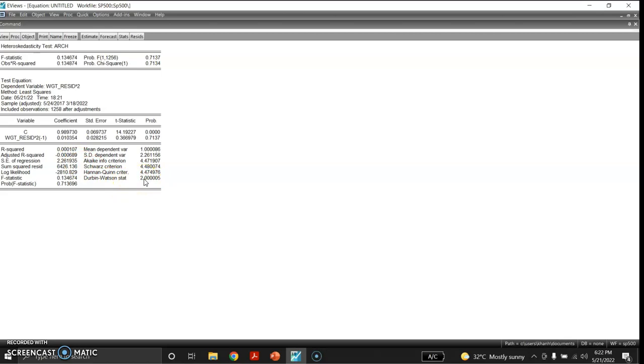So ladies and gentlemen, this is how we estimate ARCH and GARCH models, and the ARCH LM test for testing heteroscedasticity, autoregressive conditional heteroscedasticity.